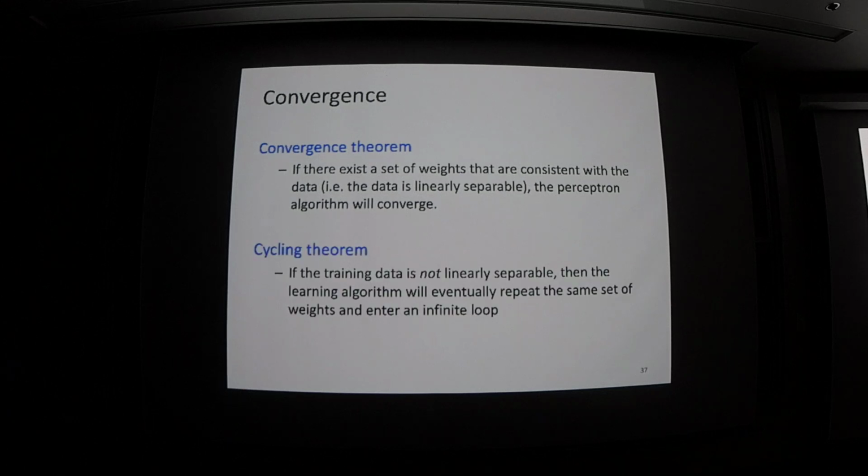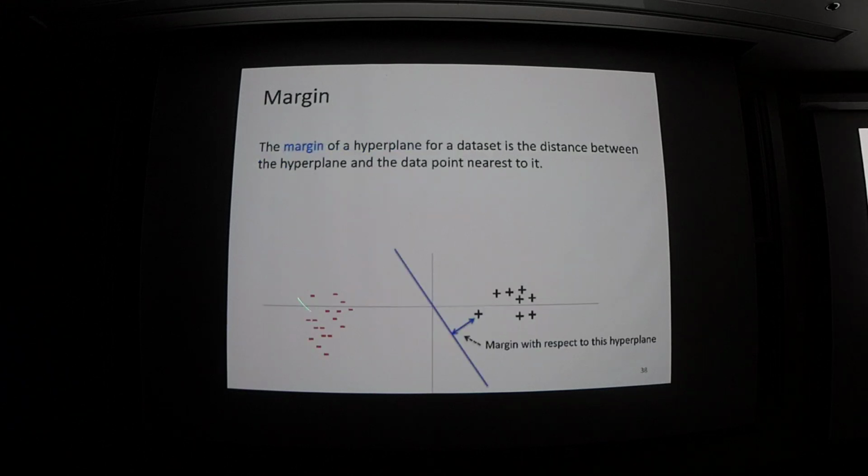But what if your data is not linearly separable? You cannot find any line or hyperplane which separates the positive examples from all the negative examples. Then the perceptron will enter into an infinite loop. It just goes through a bunch of distinct weight vectors, and cycles and cycles, never ending until you force it to stop. It's called the cycling theorem.